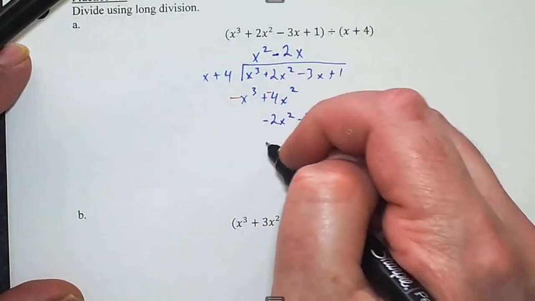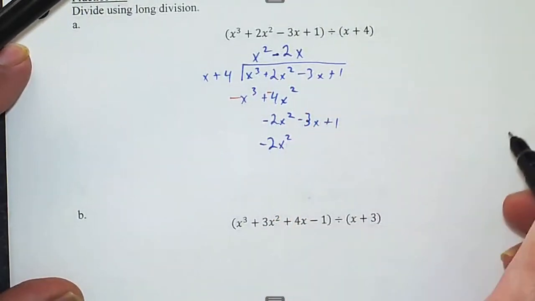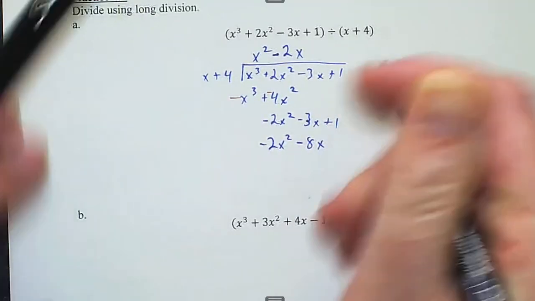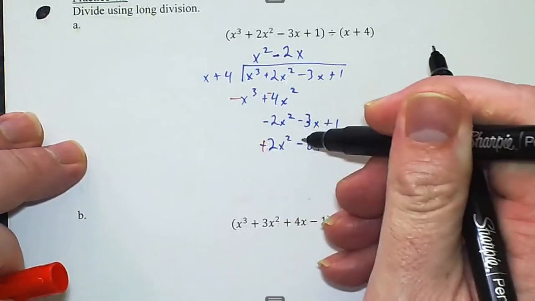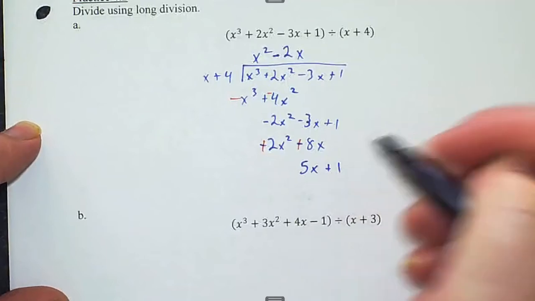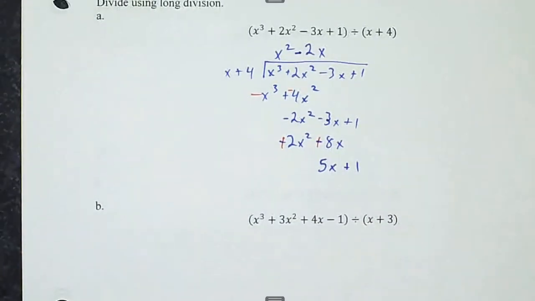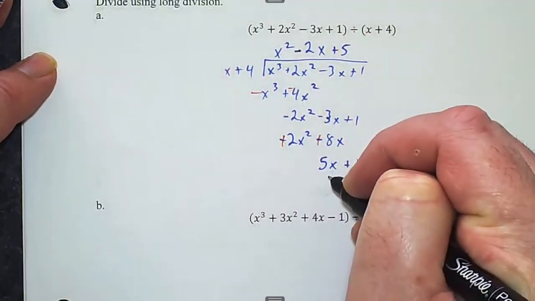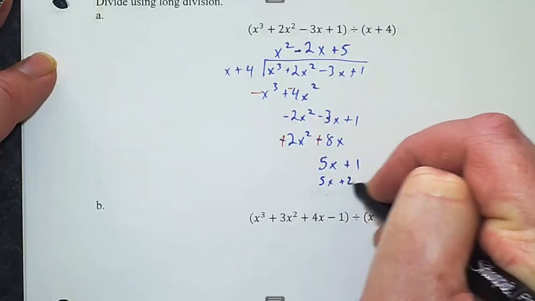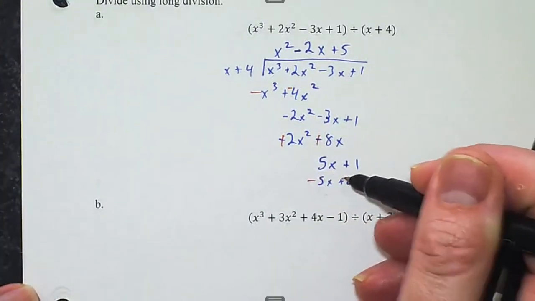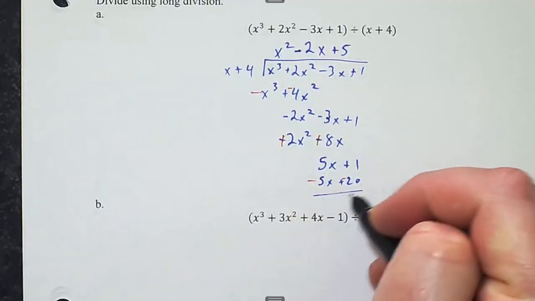Negative 2x times x is negative 2x squared. Negative 2x times 4 is a negative 8x. And don't forget to change the signs. And that gives me 5x plus 1. So x goes into 5x plus 1 5 times, so plus 5. And I get 5x plus 20, but we've got to change the signs for the subtract. And so we get a negative 19.